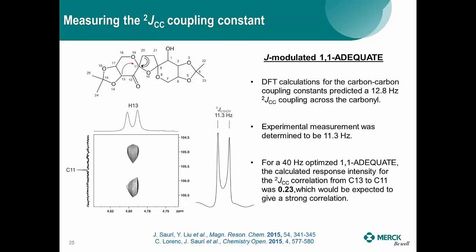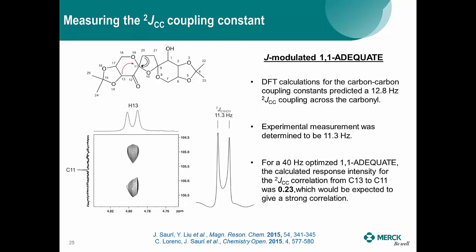And if we go back and look at the amplitude transfer curves of the ADEQUATE, for a 40 Hertz optimized experiment, such a 2J correlation of 11 Hertz can give rise to a response of about 23% of the possible maximum intensity, which can be even stronger when we use the HD-ADEQUATE version of the experiment. So this explains why we are seeing these 2J correlations showing up, and we need to be aware that those correlations are usually very large when they take place across carbonyls.